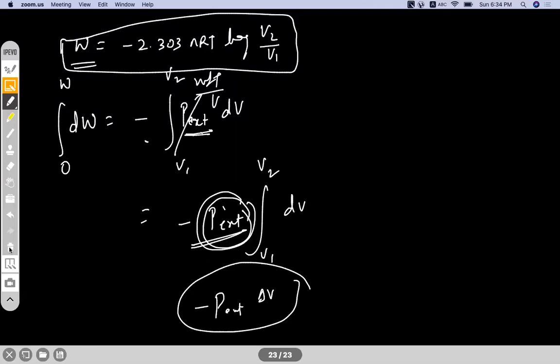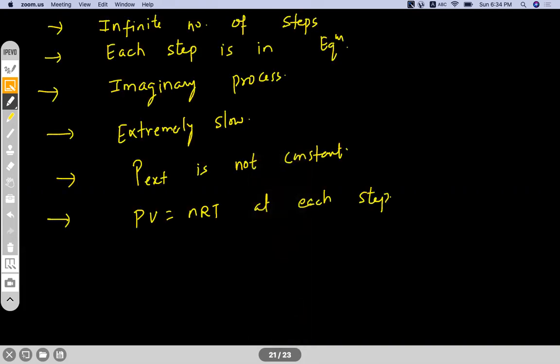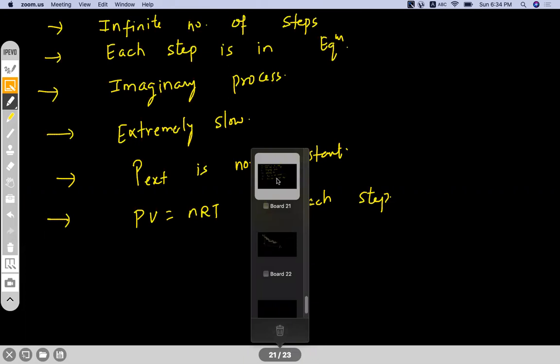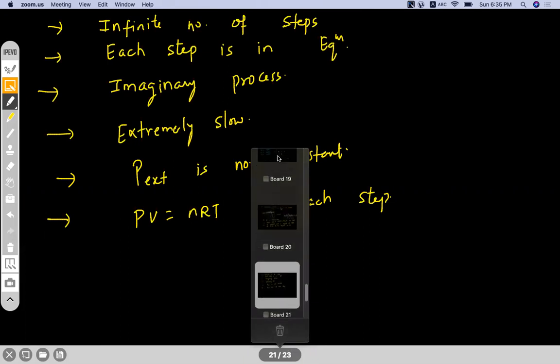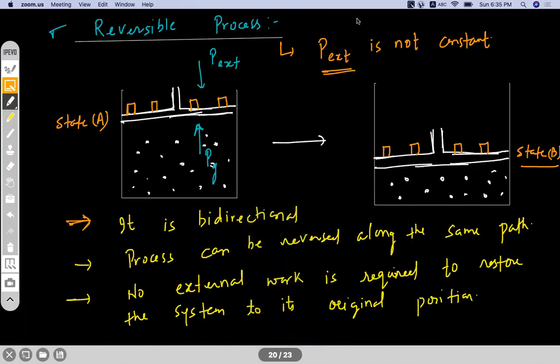So I hope you understood now the reversible process and why P external is not constant in a reversible process. Now I'm going back to make you understand the second process, that is irreversible. In reversible, you see what happens here. Suppose this is a one kg block, a stone I have put in. In total I put in 4 kg of blocks slowly, and slowly this piston will go down and down and down and reaches state B.